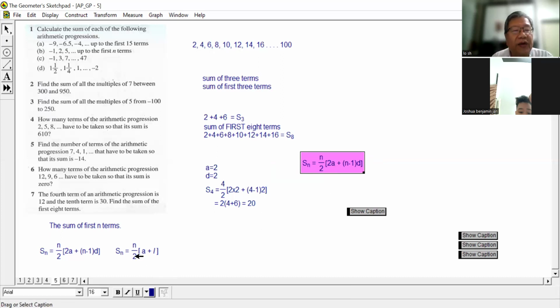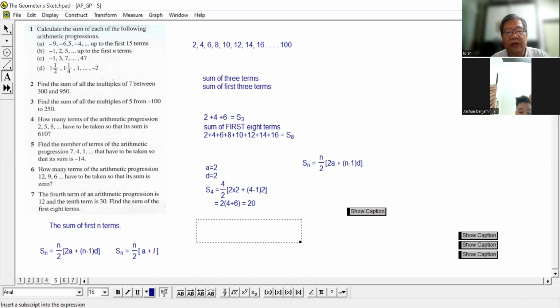Now, how about the other formula? Sn equals n over 2 times a plus l. If you look at this sequence here, 2, 4, 6, 8, 10 until 100, I want to know how many terms there are up to the number 100. Do you know how many terms there are? Can you find out? How to find out?